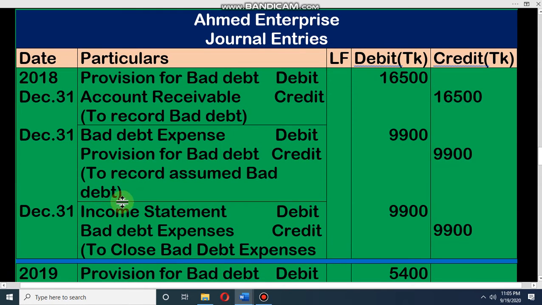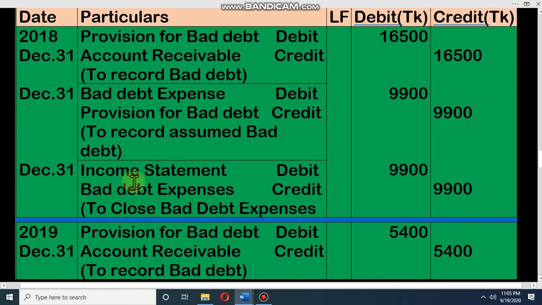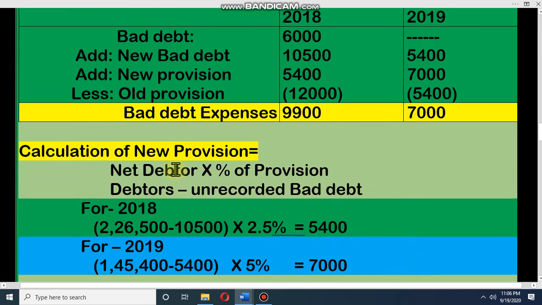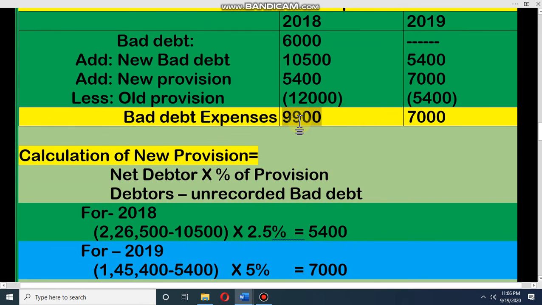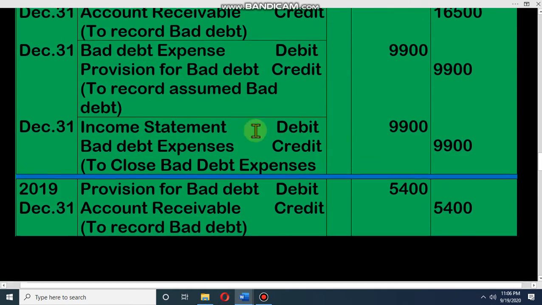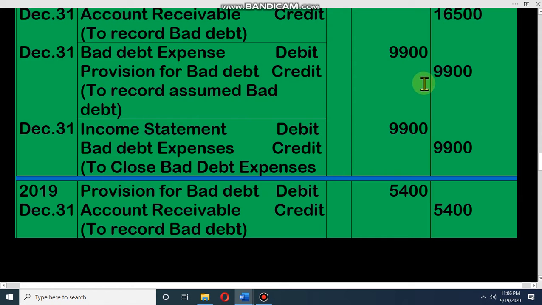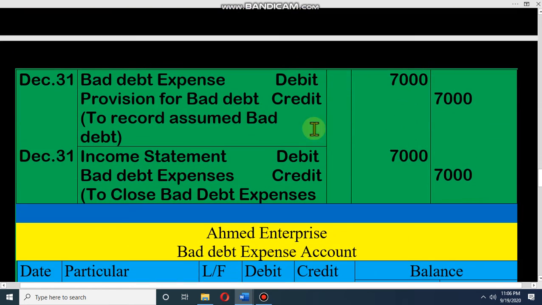Then the second journal is to record the assumed bad debt, that means to record bad debt expenses. Bad debt expenses debit, provision for bad debt account credit, it is 9,900. And the next journal is for closing the bad debt expenses: income statement debit, bad debt expenses credit, 9,900. For these two journals, the amount will be the bad debt expenses, and you know that in the math we have calculated bad debt expenses 9,900, and I have discussed in detail how we calculate bad debt expenses. So dear student, I hope you understand bad debt expenses, provision for bad debt. The amount is 9,900.